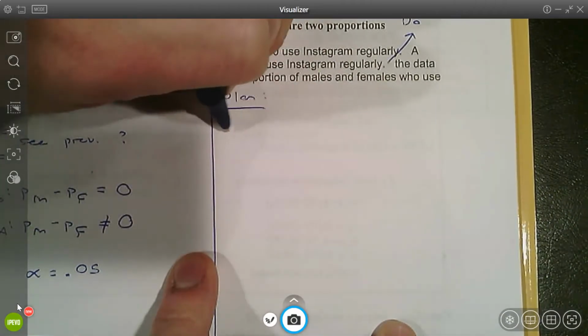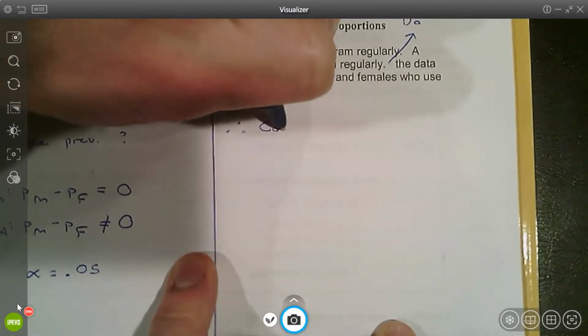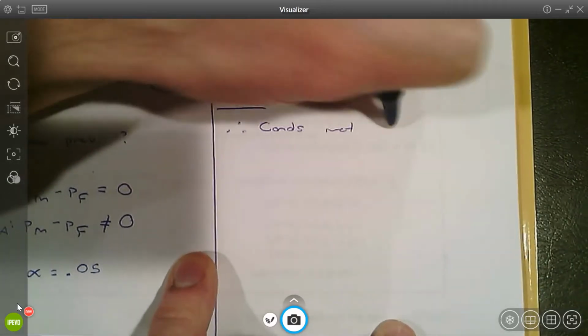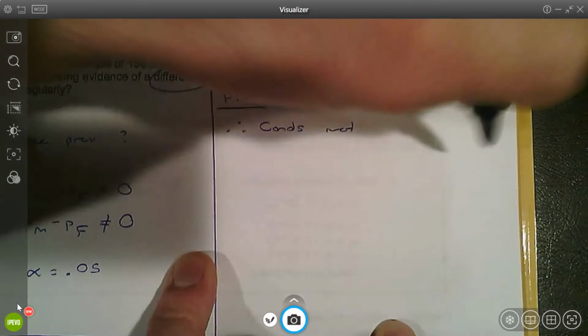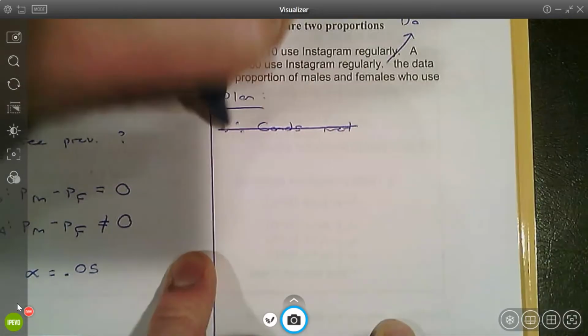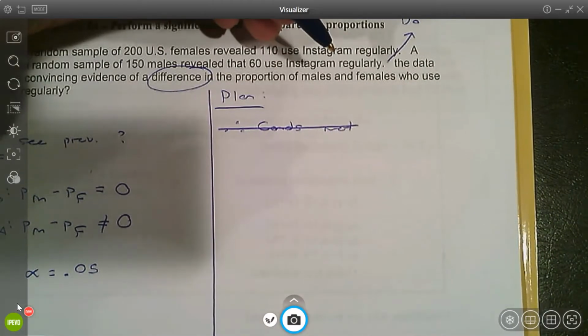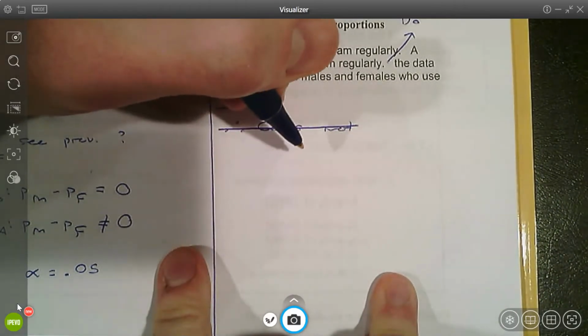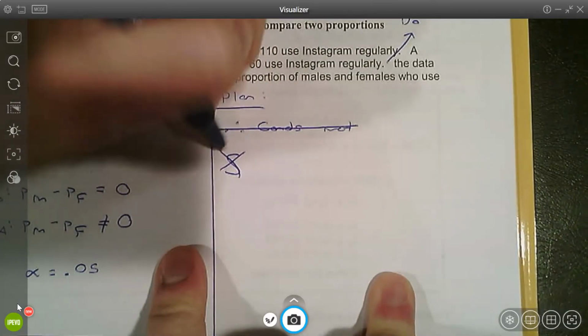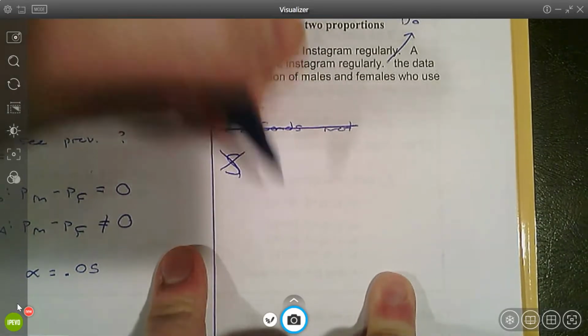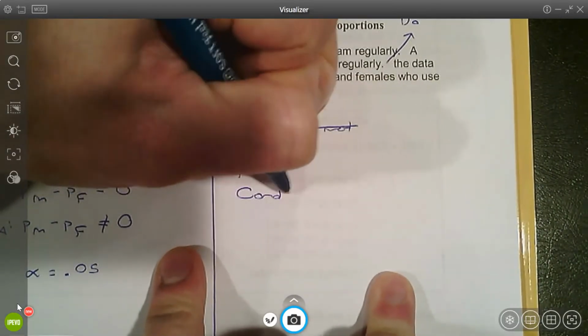So I could say something like this. Therefore, conditions met. No, I can't do that. I can't fully do that. Here's why, and I'm actually glad that I started going down that road. The random condition doesn't change. The 10% condition doesn't change, but the large counts condition does. And no, what am I saying? No, the large counts condition does not change. I'm thinking of a 1 proportion Z test. So I can say something like this.